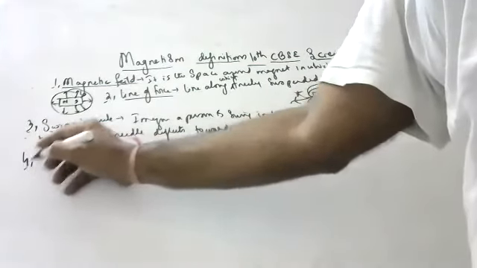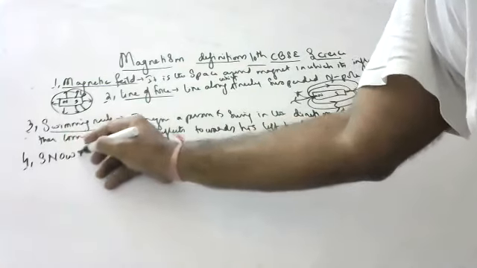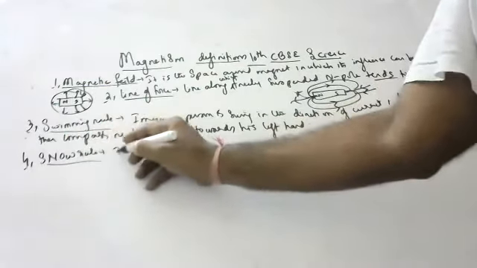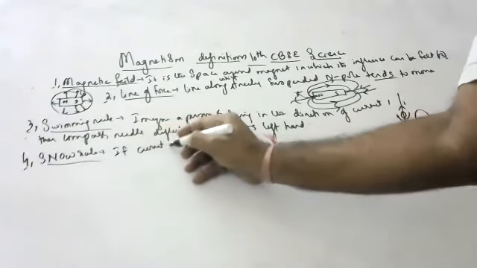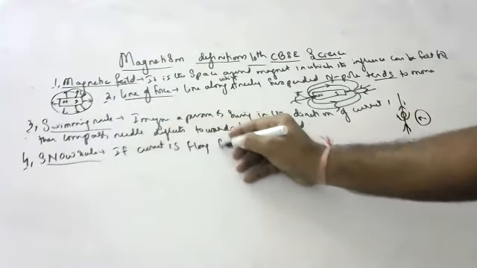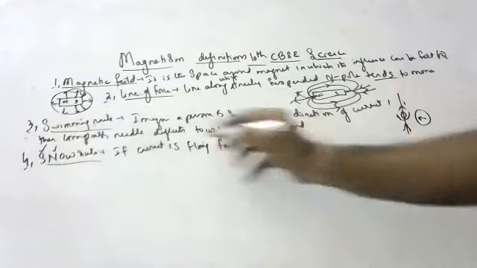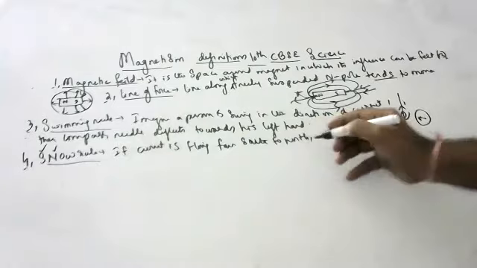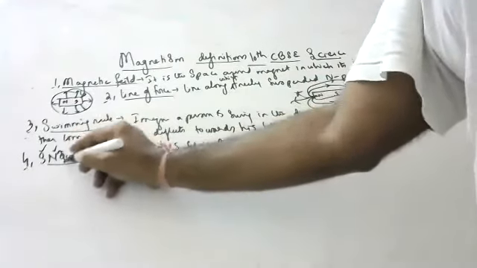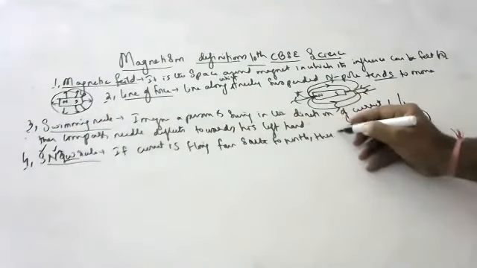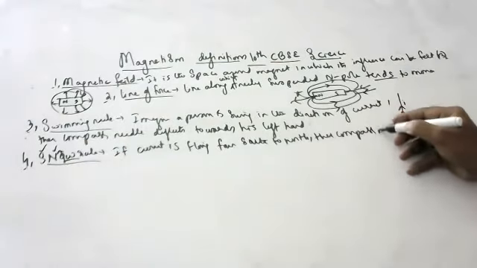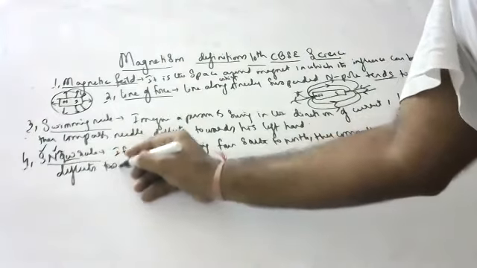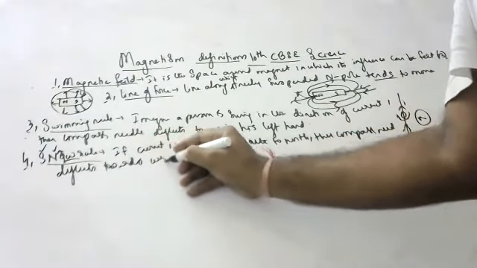Next, what is the rule we have? Snow rule we have. What does snow rule state, children? Snow rule states that if current is flowing from south to north, then the compass needle deflects towards west. Compass needle deflects towards west.